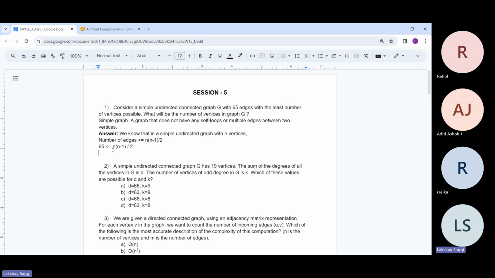It's just high school maths: n times (n minus 1) will be greater than or equal to 130. I take the 2 here. So after this, you can see that n should be positive because the number of vertices is always positive, right? And n should also be an integer because the number of vertices is an integer. So you will get that n is greater than or equal to 12 as the answer.